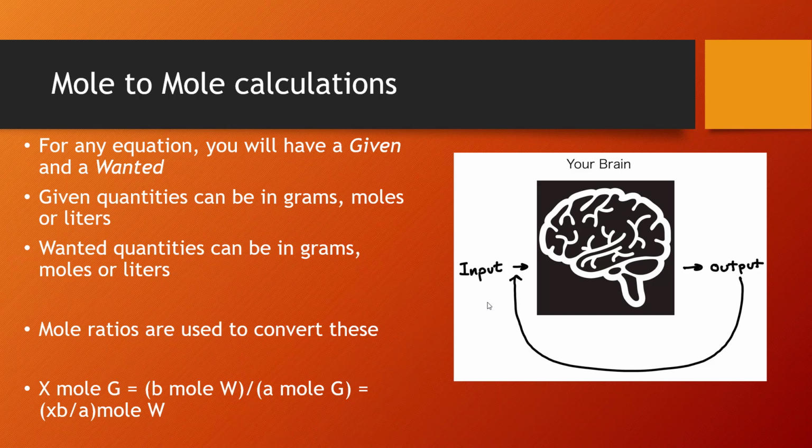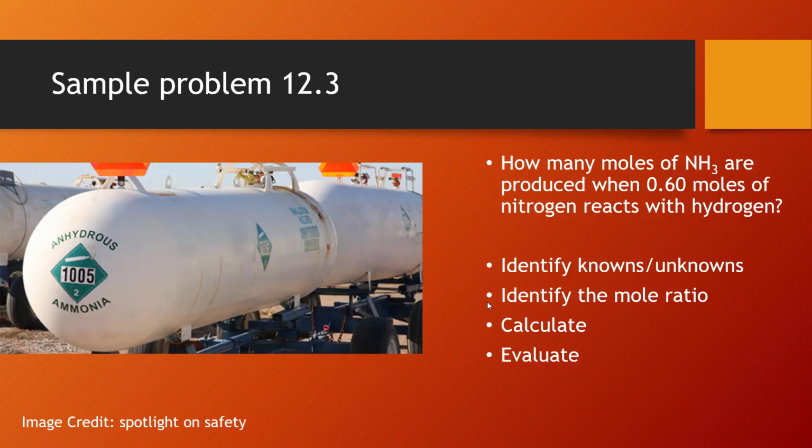So let's say you have X moles of your given. And that's going to equal your B moles of your wanted divided by A moles of given. So a B to A ratio. And you use that B to A ratio, you're going to multiply your X, how many moles of given you have, multiplied by that B to A ratio. And that's going to give you your moles of wanted. So you're going to use these. So let's look at how.